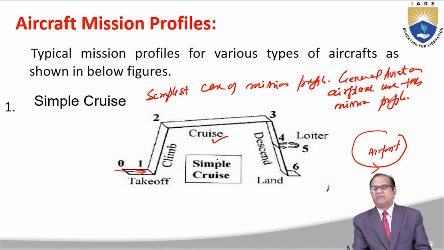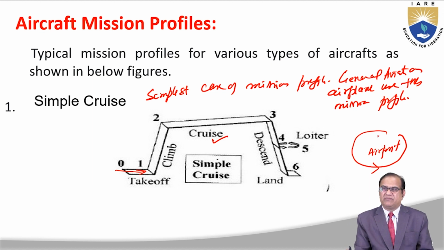ATC will give some altitude, some distance, and some area. Your aircraft will start circling there. A number of circles may also be required, and as and when the runway is clear, ATC will give the permission to land on the runway. So it is point 6 here, and after this is the landing. Descend, and after that the aircraft is landing.